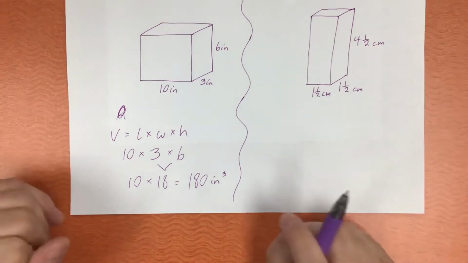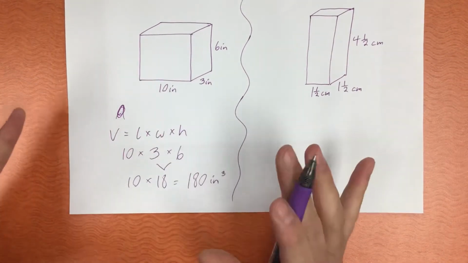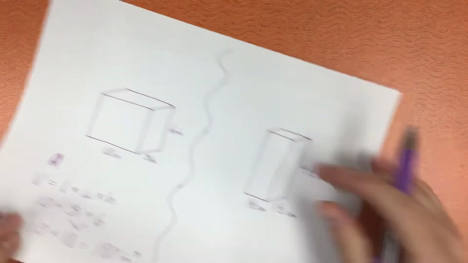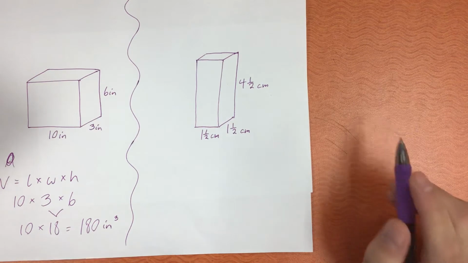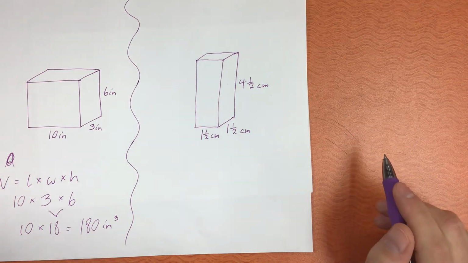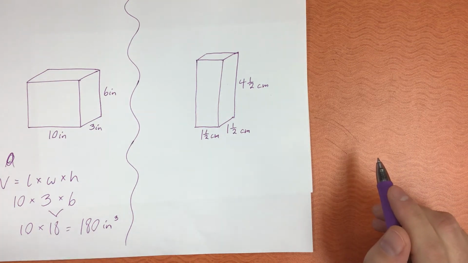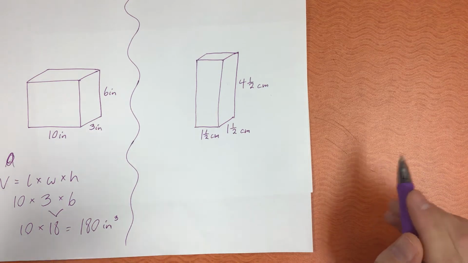Now here's the hardest part. I think volume itself is pretty easy, but we're going to get into problems that look like this. They have fractional sides, and we haven't done fractions since the very beginning. So I'm going to do a little review of fractions. All right?